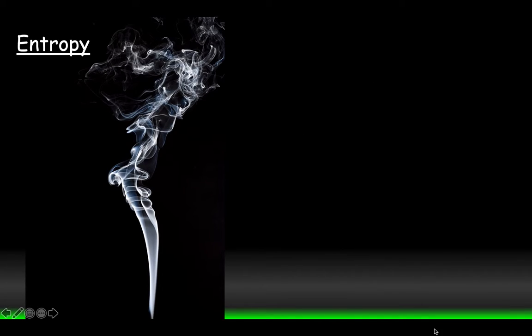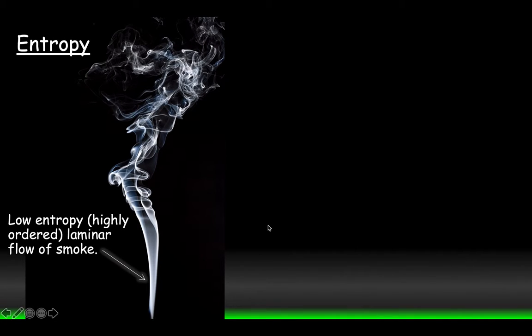Here's another example of entropy at play. Here we have something burning and releasing smoke particles. The smoke particles initially are all rising up in the same direction at the same speed, so we have a very low entropy, or in other words, a very highly ordered flow of the smoke.